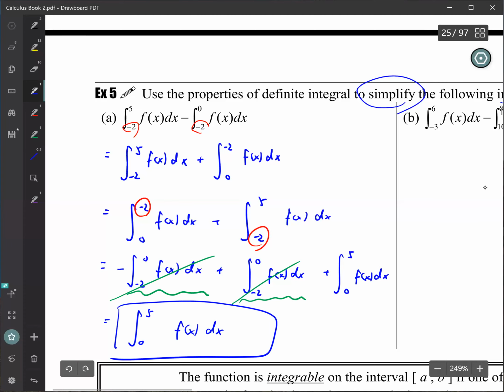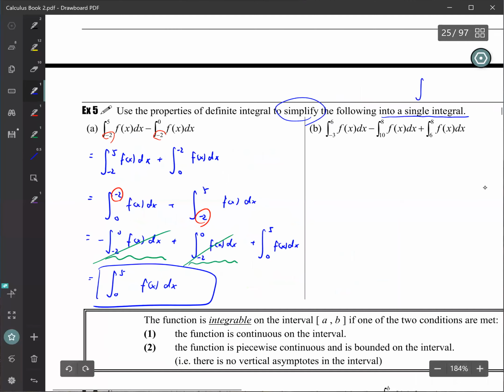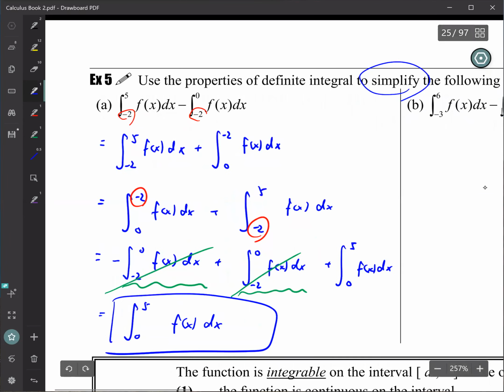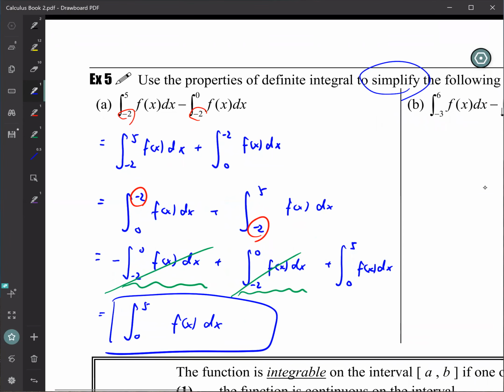Okay, so that's your final expression. But it's because I want to make the lower number smaller. That's why it takes an extra step here. But in fact, you can get the same idea if you look at the second line, right? 0 to -2, even though it doesn't make sense, right? And then -2 to 5.